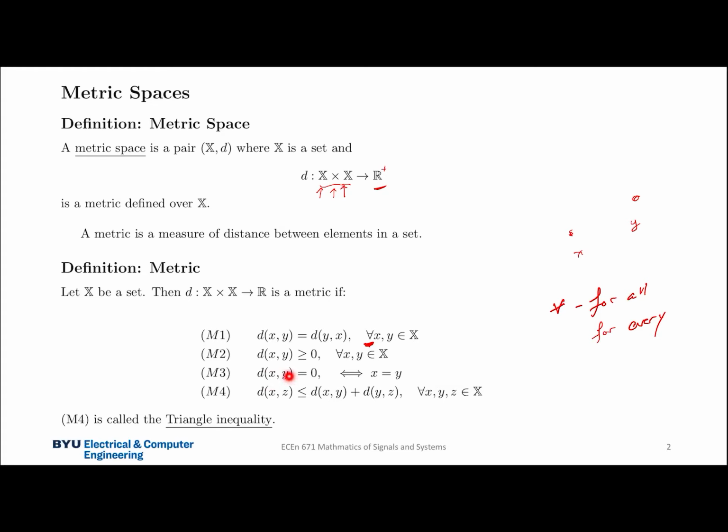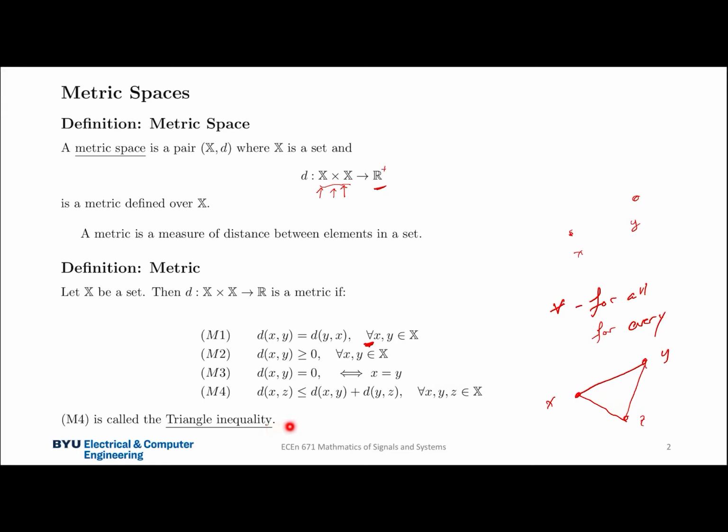And we're also saying that if the distance is equal to 0, they have to be the same element. The fourth property says that the distance between x and z has to be less than or equal to the distance between x and y plus the distance between y and z. So think of, here's x, here's y, here's z. The distance between x and z has to be less than or equal to this distance plus that distance. And this last inequality is known as the triangle inequality.